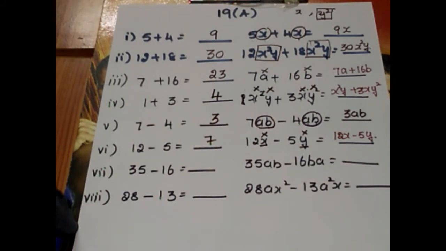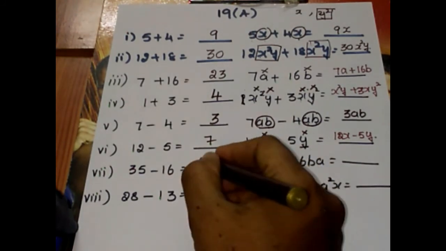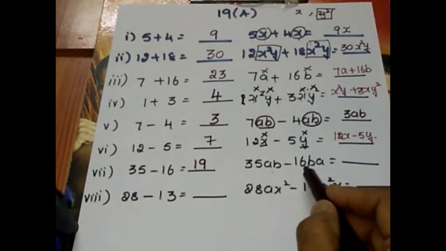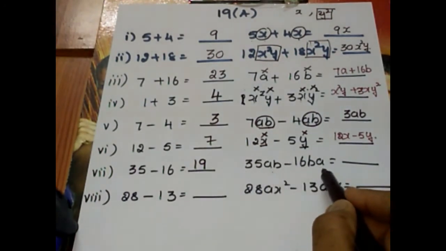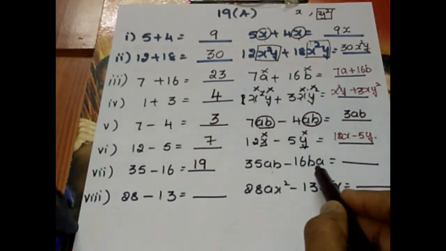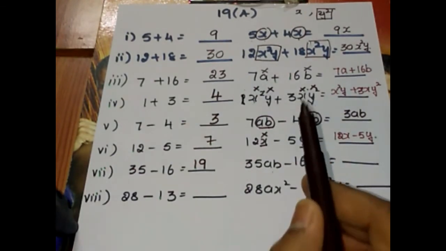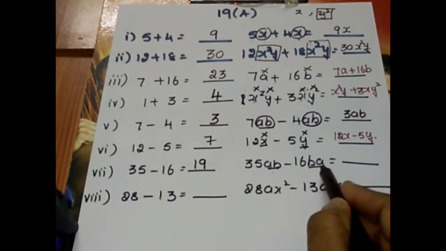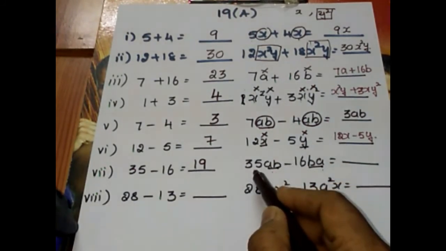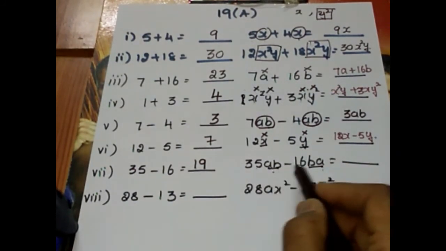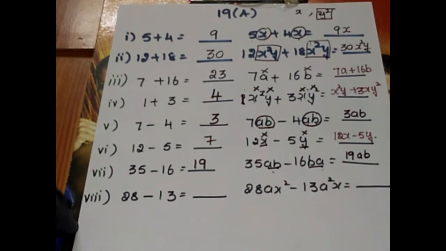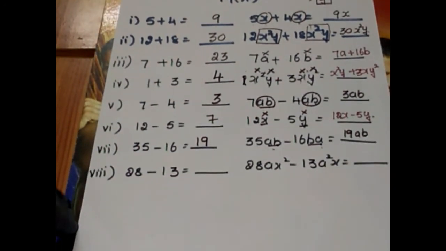Next, 35 minus 16. It is 19. On the other hand, we have 35ab, 16ba. Are they same or are they not same? They are same. ab and ba are same. So I can say that 35ab minus 16ab is 19ab.